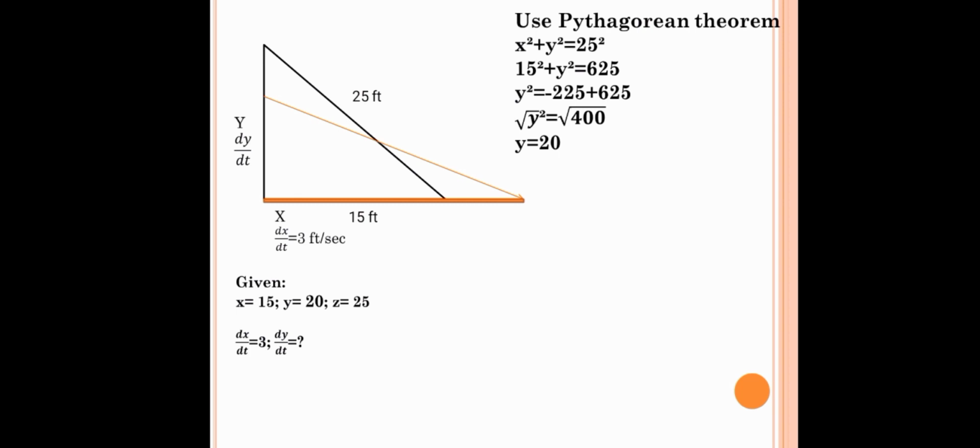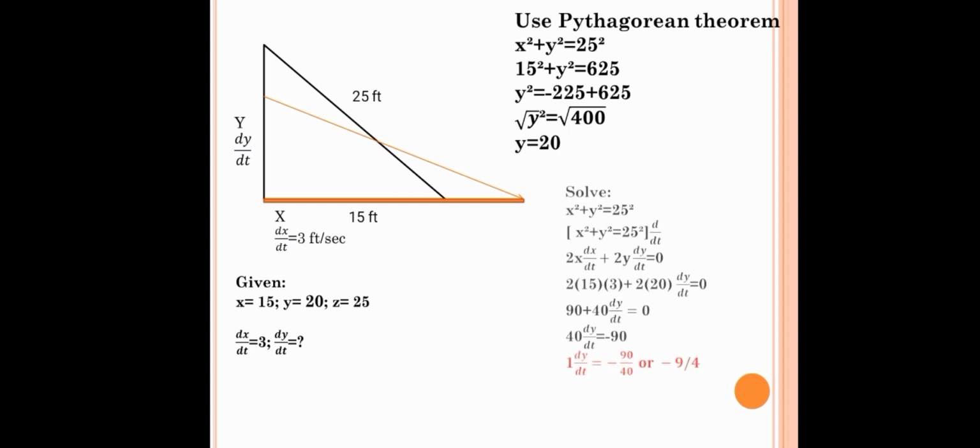And y squared is equal to negative 225 plus 625. Negative 225 is just the square of 15. It became negative because I put it on the other side. And the square root of 400, negative 225 plus 625 is 400. The square root of 400 is 20. So the dimension of this side is 20. So we now have the value of y.